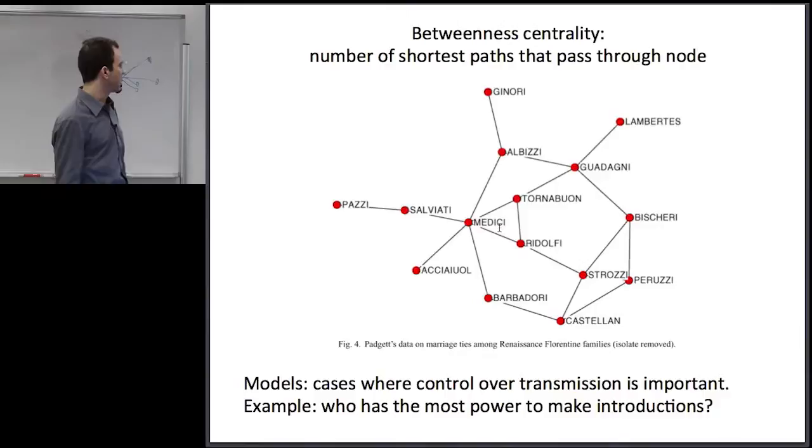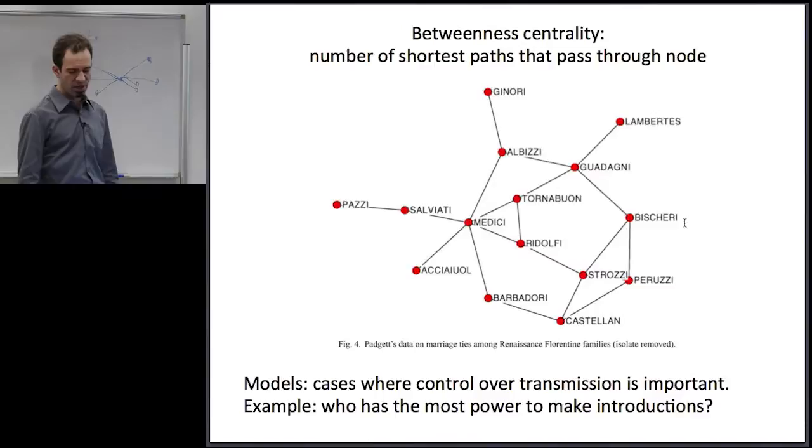So this is a graph of the family relationships in Renaissance Florence. There's a lot of intermarriage, and a line means that they had this intermarriage. And the family ties were also business ties. So if I'm a Pazzi and I want to do business with a Bisceri, I have to get my friend the Salviati to introduce me to Medici, to introduce me to the Turnabone, to introduce me to Guadagni, to introduce me to Bisceri, or possibly this direction.